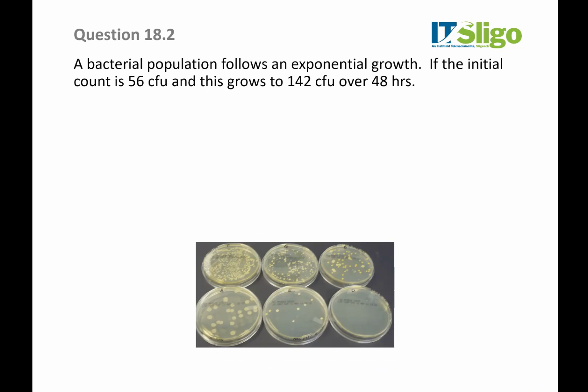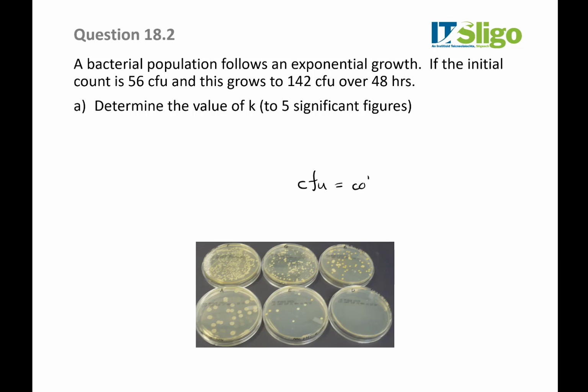Another example here now. A bacterial population follows an exponential growth. If the initial count is 56 and this grows to 142 over 48 hours, we now need to work out k. Just CFU, guys, to explain CFU. CFU is colony forming units.